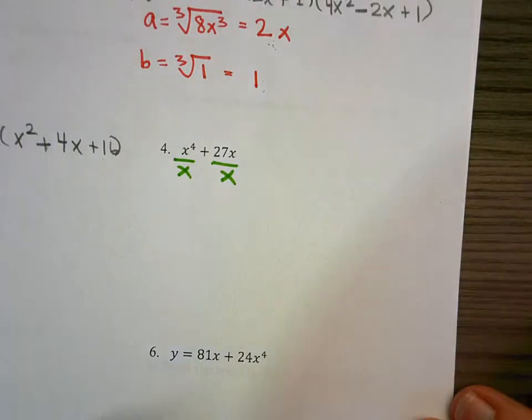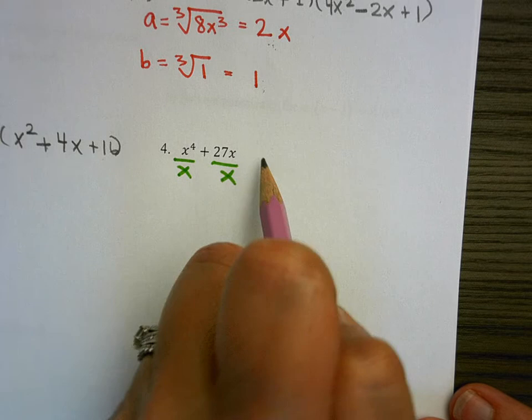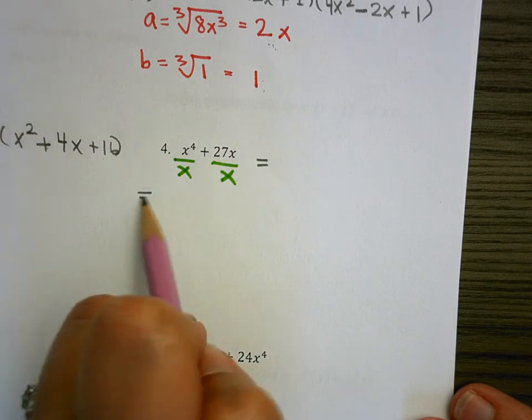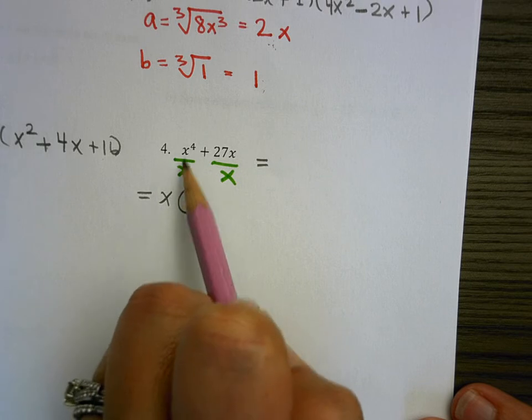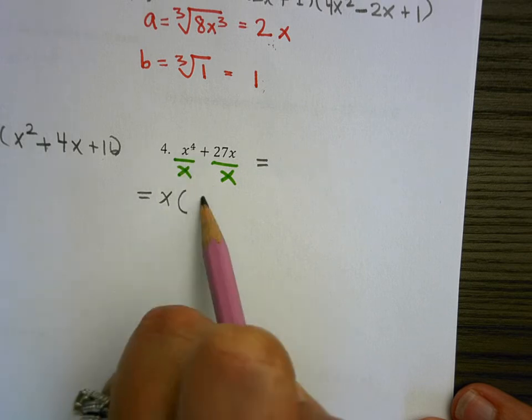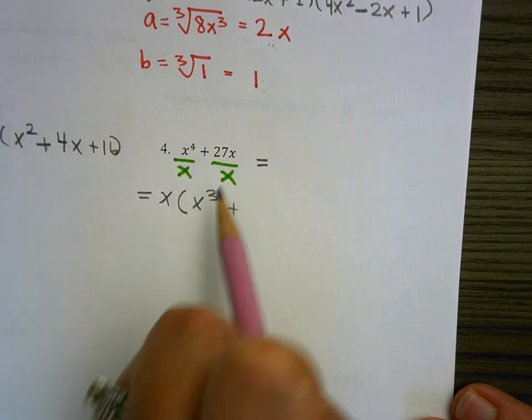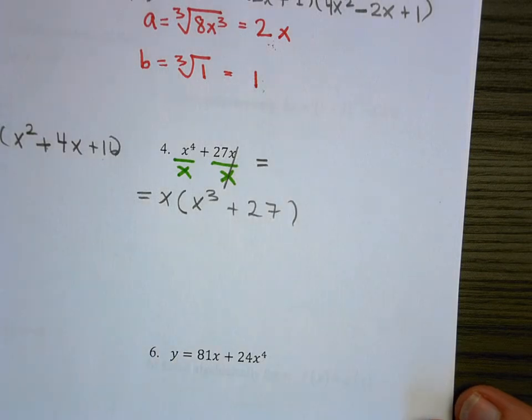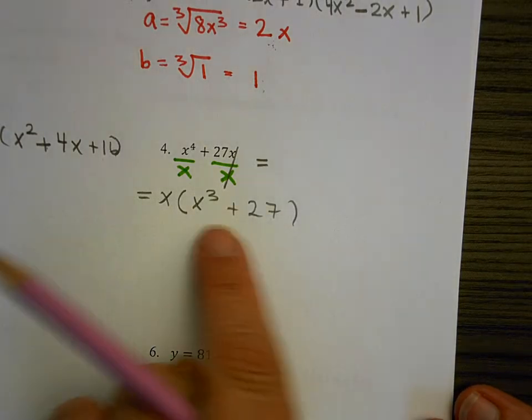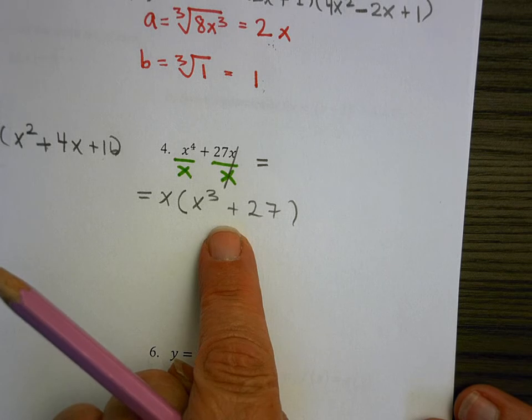So when I do that, actually let me just do it down here. I am dividing the x out, so that's my common factor. And then when I divide x to the 4th divided by x, I would get x cubed. And then here the x's cancel, so I would get 27. And so then this is a cubic factoring, so this is just like 1, 2, and 3, okay?